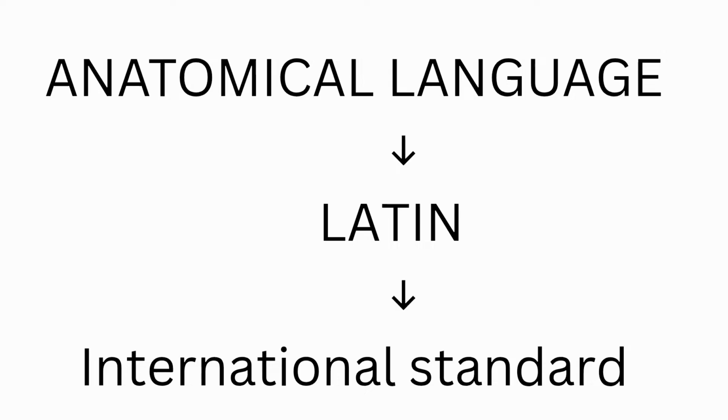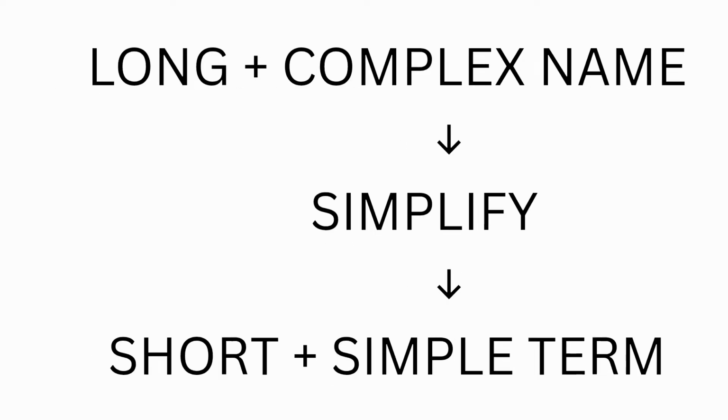The third rule was that each term should be as short and simple as possible. Think about it. If an anatomical structure has a very long and complicated name, it becomes difficult to learn and difficult to use repeatedly. Therefore, anatomical terms should be short, simple, and easy to use. The purpose was to make anatomical terminology more practical and easier to remember.